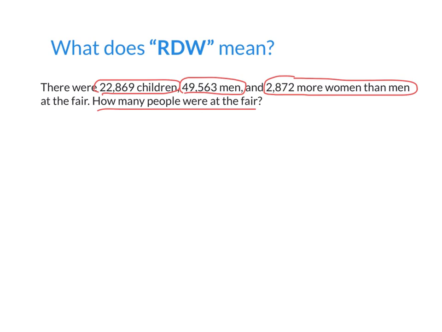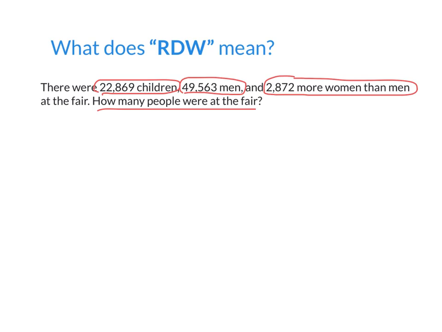When we look at this important information, it tells us how many children there were, how many men there were. Does it tell us how many women there were? No, but can you imagine that that's a very common mistake that people might make? They would just see 2,872 women, and then they would add up all those numbers to show how many people there were altogether. But would that be correct?